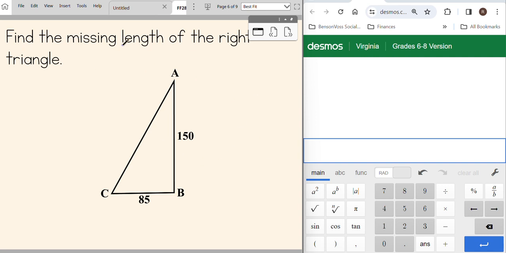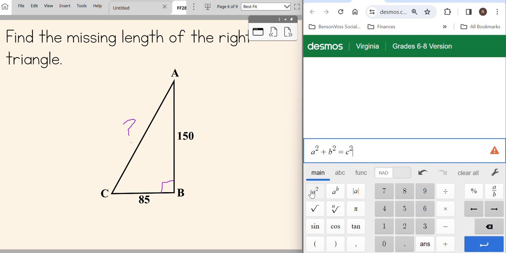Okay, so this says find the missing length of the right triangle. What we're missing is right here. Okay, and if you notice, this is your right angle. So this is a leg and this is a leg, and we are missing a hypotenuse. You can start with the formula a squared plus b squared equals c squared.